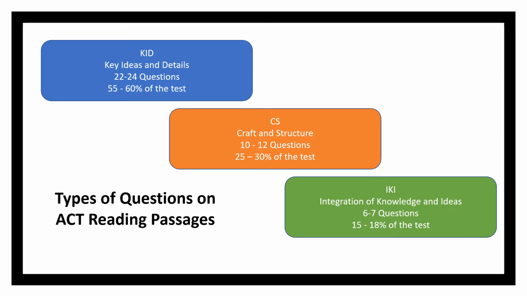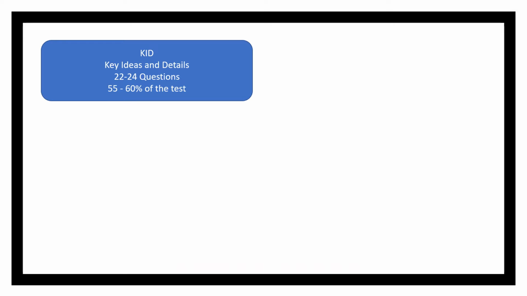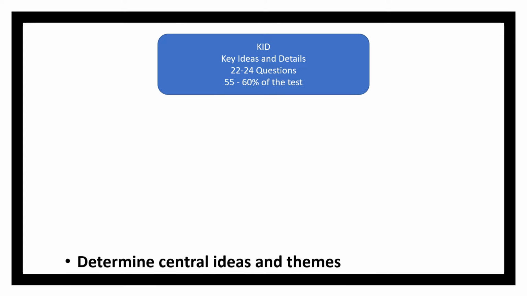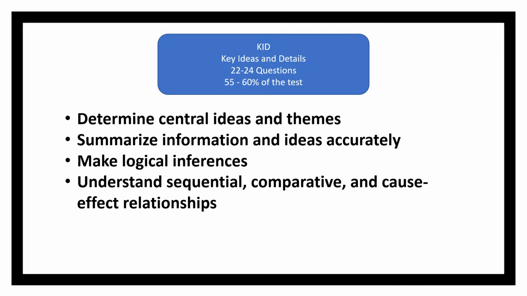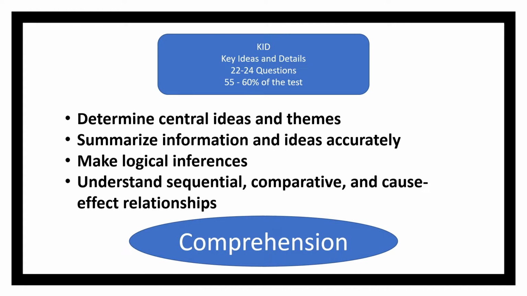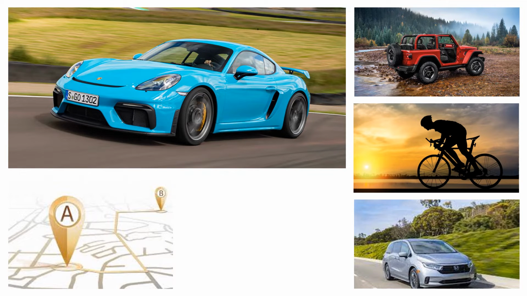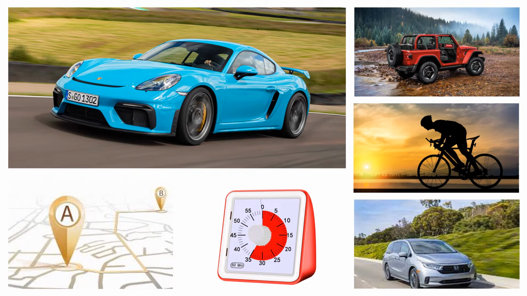Let's first talk about the key idea and detail questions. Here are the ideas that ACT says are on the test, but what it really comes down to for key idea questions is they're about comprehension. Do you understand what you read? Over half the questions are just asking you that. The stressor is doing that in 35 minutes. So even though over half the test is basic comprehension, getting through it quickly can be a challenge.